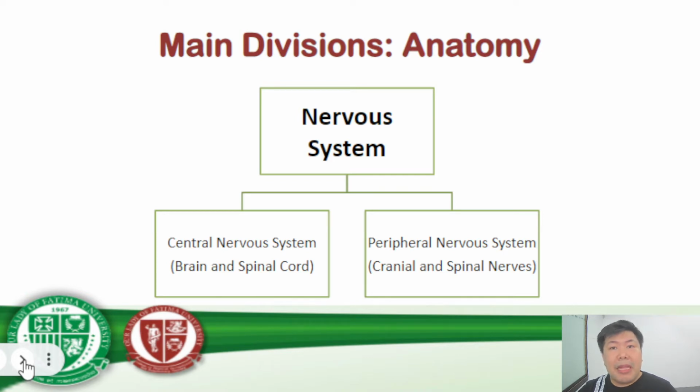Meaning, paglabas ng brain, paglabas ng spinal cord, they automatically become a part of the peripheral nervous system. And there are also two important structures which are commonly attributed sa peripheral nervous system natin. Those are your cranial nerves and your spinal nerves. Again, remember, peripheral nervous system are structures that go beyond the brain and the spinal cord.